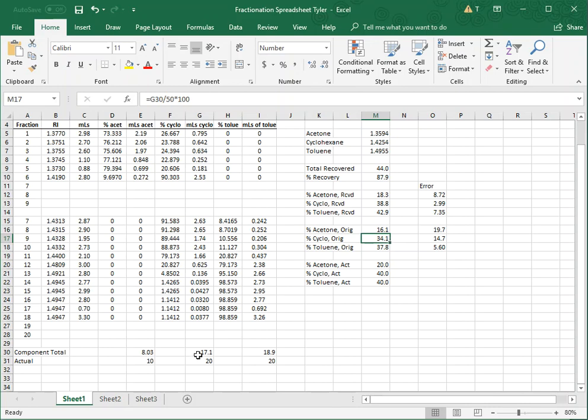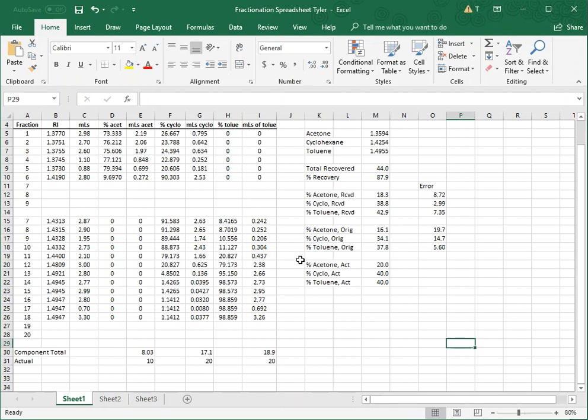Cyclohexane's the same way. You take 17.1, but don't divide it by 44 this time. You're going to divide it by the 50 that you should have gotten. And then the percent of toluene done the same way: 18.9 divided by 50 multiplied by 100. And all of these percentages, again, will go down slightly.